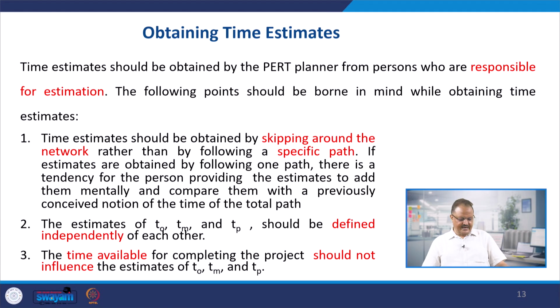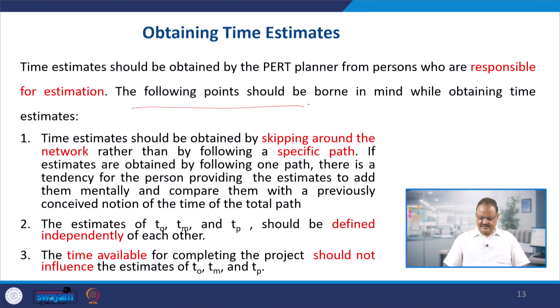So for this network developer, he has to take the time estimates from whom? He has to take the time estimates from the people who are involved in visualizing these activities and events in advance, and estimating the time required for completion of these activities and events. So these people supply these estimates to the PERT designers or the network designers, and finally they develop the networks. When they develop the networks, we have to be careful that the following points are important. They should be borne in mind while obtaining the time estimates from the people who are responsible for it.